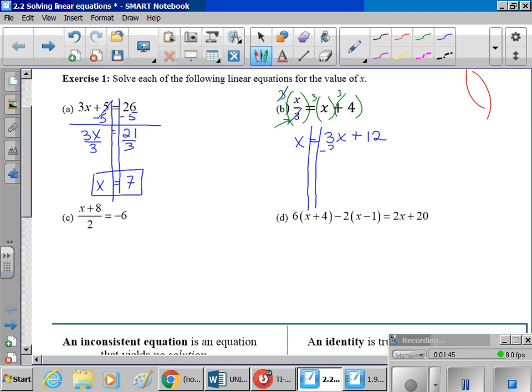So now I'm going to isolate my x on the left side because that's within my comfort zone. So x minus 3x is minus 2x is equal to 12. Divide both sides by negative 2. This part is cake because you guys have been doing this forever. x is equal to 6.